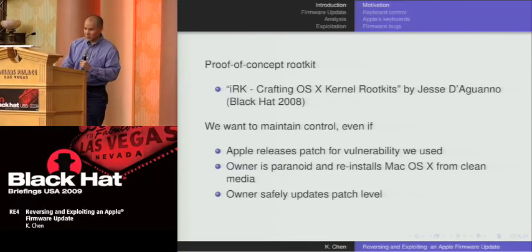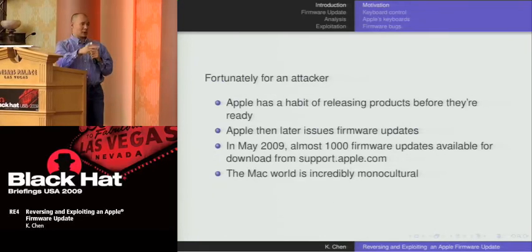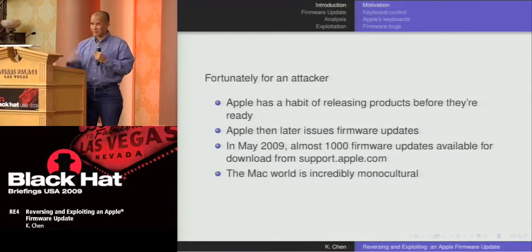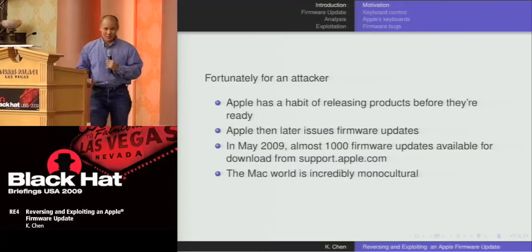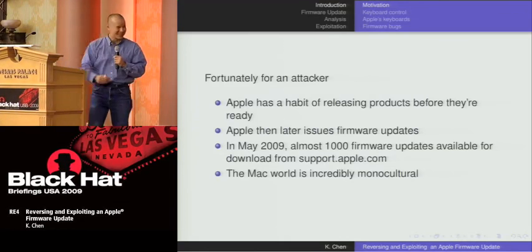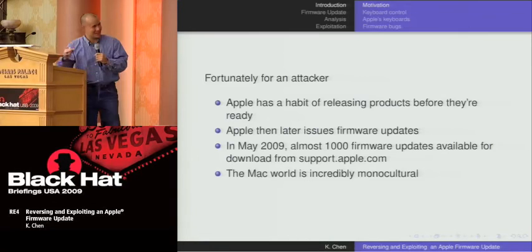With these goals in mind, there are some things that work in our favor. One of the big things is that Apple has this habit of shipping products that just aren't ready. I don't know if people agree with me on this, but the product hasn't been fully tested and they just go ahead and ship it out. Then they say, even though it has bugs, we'll use the early adopters as beta testers. And then they say, we're going to later issue a firmware update to correct our bugs. So that's what they do.